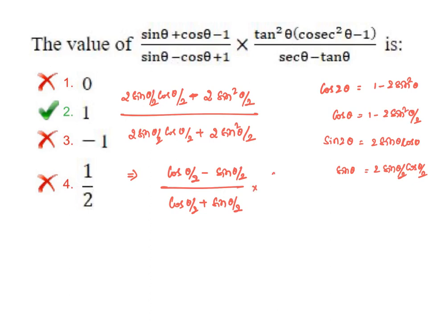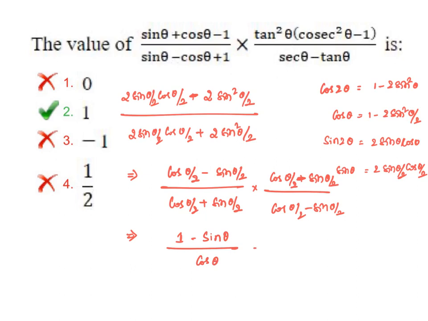Multiply it with cos theta by 2 plus sin theta by 2, and minus sin theta by 2. So cos theta by 2 minus sin theta by 2. In the numerator, it becomes cos theta by 2 minus sin theta by 2 whole square, that is cos square theta by 2 plus sin square theta by 2, that is 1, minus 2 sin theta cos theta by 2, that is sin theta. In the denominator, cos square theta by 2 minus sin square theta by 2, that is cos theta. This becomes secant theta minus tan theta. So this whole becomes secant theta minus tan theta.